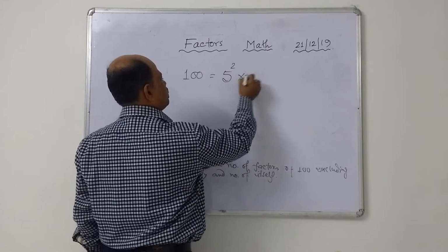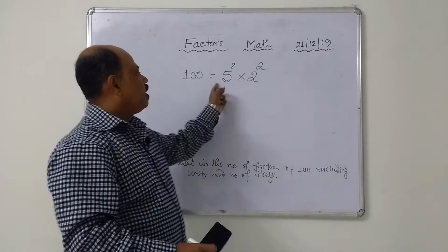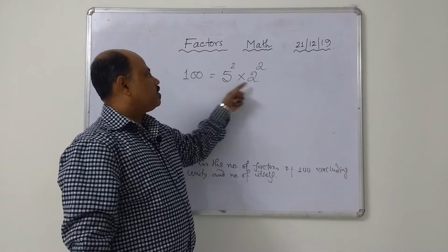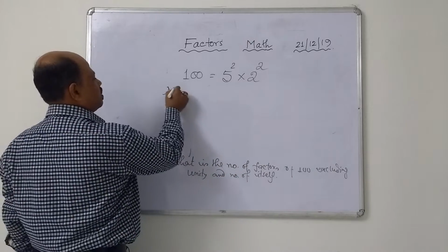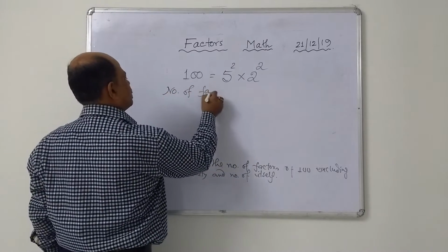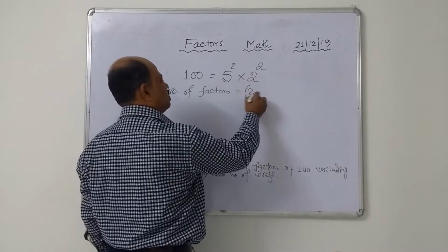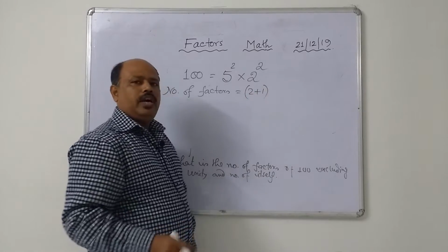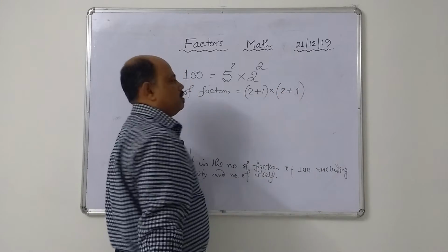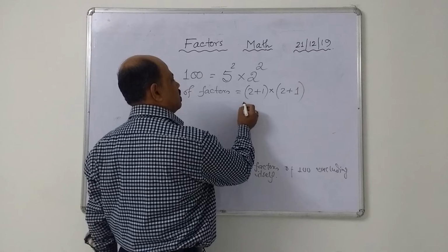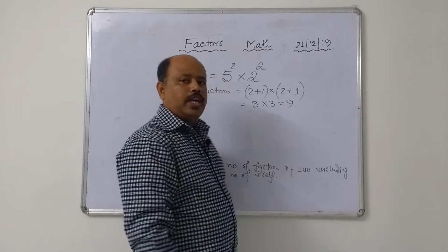5 to the power 2 into 2 to the power 2. That means 25 times 4 is 100. And see that the base numbers are prime. Then number of factors is equal to first power, that is 2 plus 1, and second power also 2, then plus 1. You have to follow the rule carefully. Then 3 into 3, that is equal to 9.